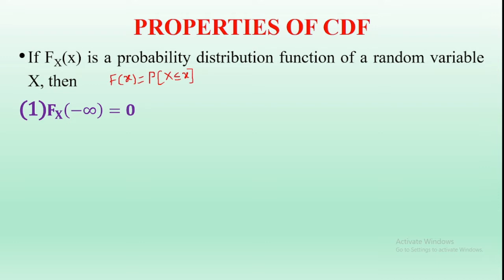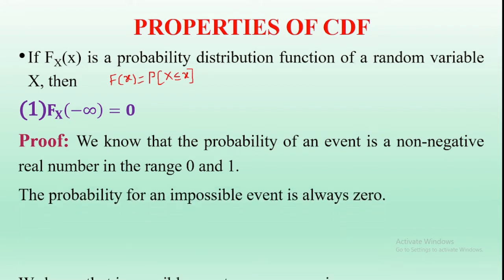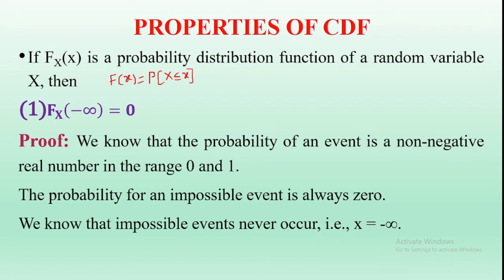We know that the probability of an event is a non-negative real number in the range 0 to 1. The probability of an impossible event is always 0. We know that an impossible event never occurs, that is X = −∞, which is not a valid value.